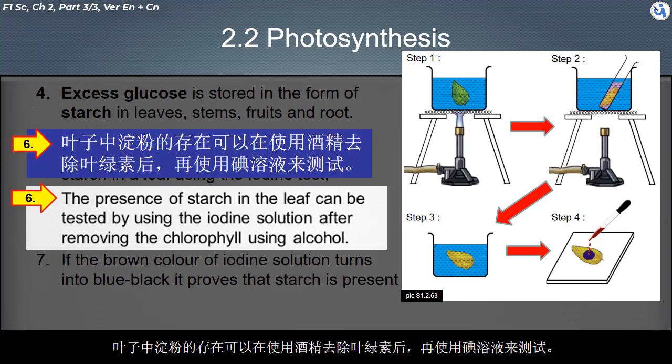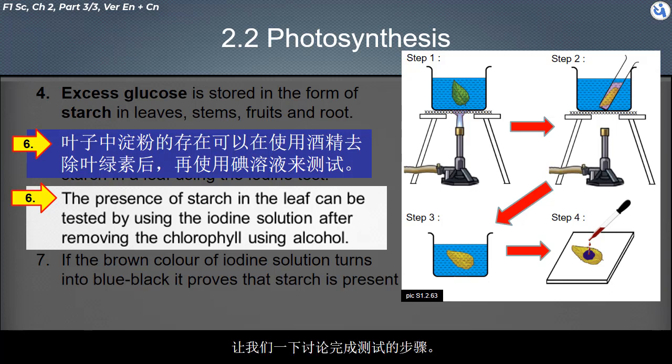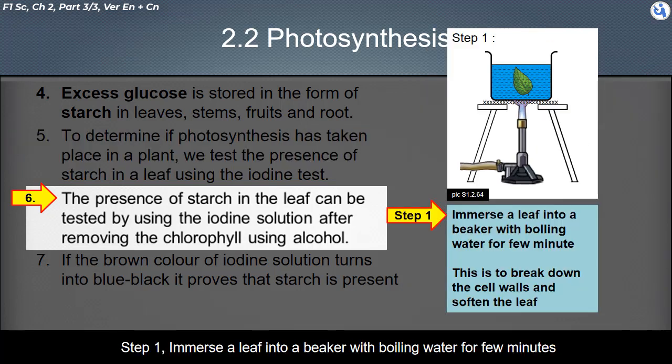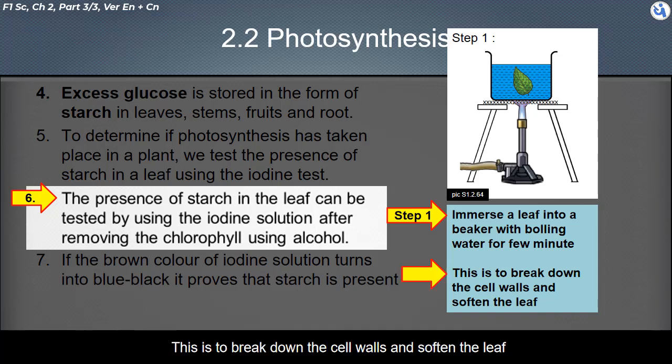Step 1. Immerse a leaf into a beaker with boiling water for a few minutes. This is to break down the cell walls and soften the leaf.